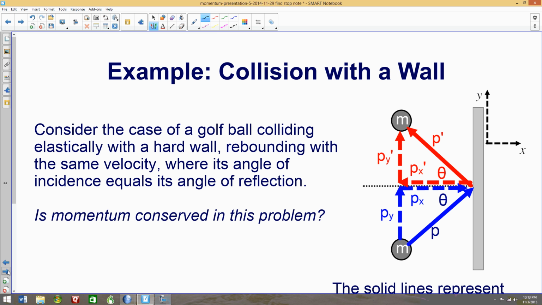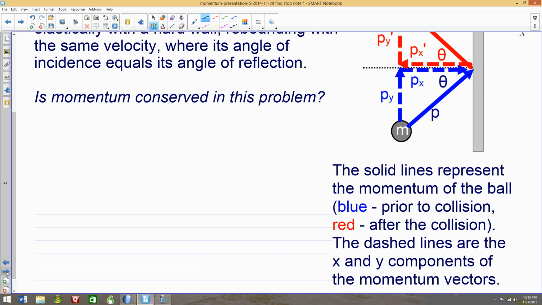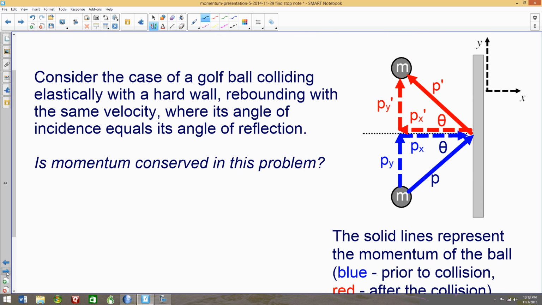Okay, so consider the case of a golf ball that collides elastically with a hard wall, rebounding with the same velocity, where its angle of incidence is equal to its angle of reflection, as you can see here. Is momentum conserved in this problem? The solid lines represent the momentum of the ball. Blue is prior to the collision, red is after the collision. The dashed lines are the x and y components of the momentum vectors.